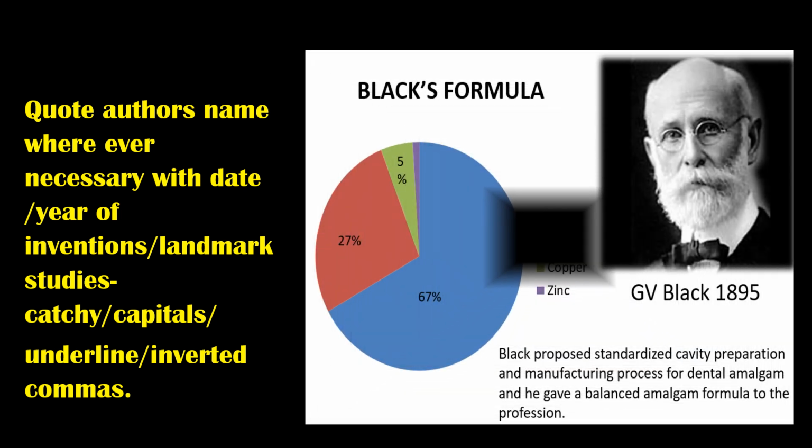Next is how to quote the author's name when you are writing the answer. Always quote the author's name wherever necessary with the year of invention, and if there are any classical or landmark studies, you should quote them in a catchy way, or put them in inverted commas, or write them in capitals, or underline them. So here you can see G.V. Black has given the composition of silver amalgam in the year 1895. So you have to quote his name.